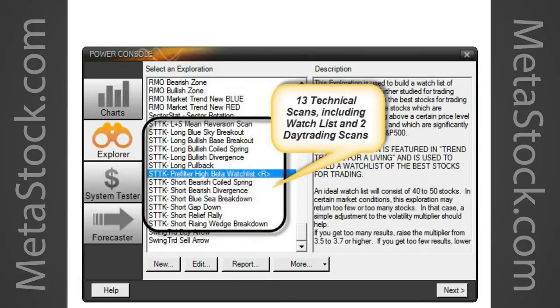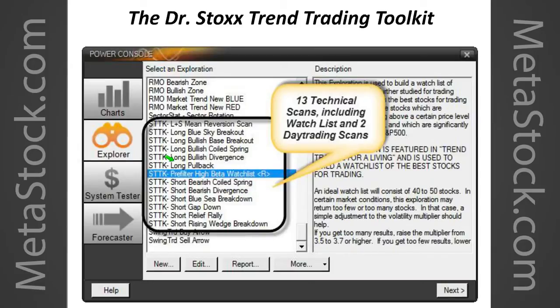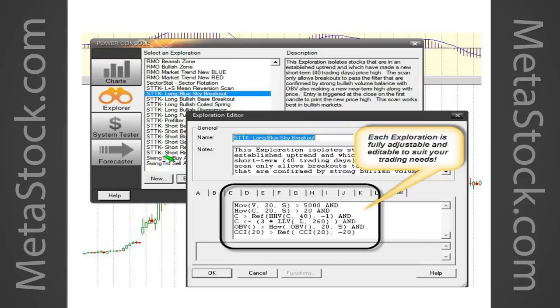And you're also going to find this pre-filter high beta watch list, which is this one that's highlighted here in blue. And that's the exploration that you will be using to find the best trading stocks, to build your watch list of the best trading stocks. So I just want to give you a quick peek at what the toolkit looks like.